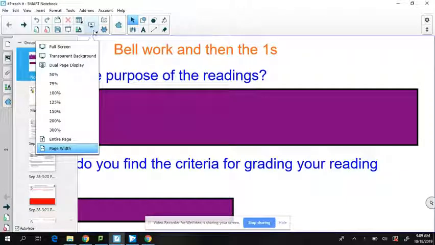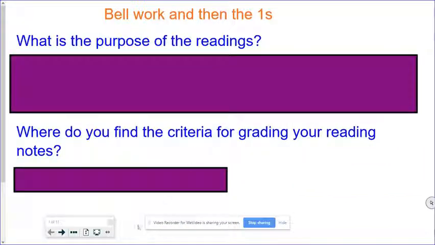Hi folks, today we're going to be going over the ones, which is teaching you factor label method.